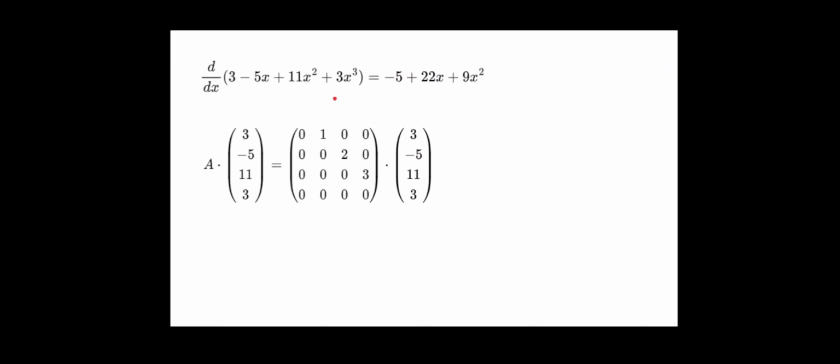Let's try that with our original vector. So A times that original vector, take this column, dot it with this row, it's going to result in negative 5. Take this column, dot it with this row, second component of that output vector is going to be 22. Column, dot with this row, it's going to be 9. Column, dot with that row, 0.